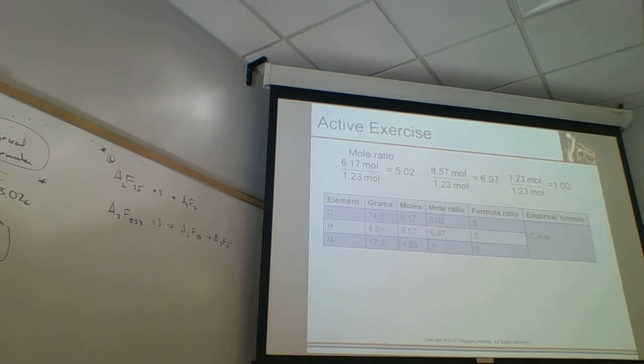And then how many hydrogens? 7 hydrogens. 7 times 1.01 is 7.07. And then we have 1 nitrogen. Nitrogen is 14.01. And so an empirical unit of this is going to weigh 81.13. That's the empirical mass.